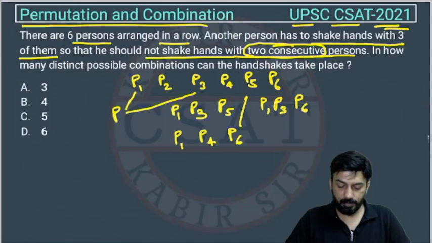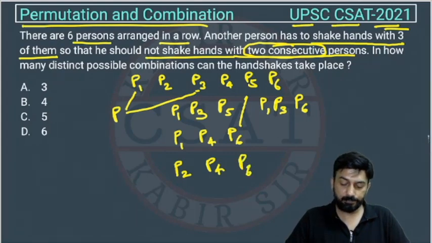And what is the other possibility? The other possibility is shaking hands with P2 and he cannot shake hands with P3, right? Then he will shake hands with P4 and then he will shake hands with P6, right? And suppose he is shaking hands with P3 first, then he will shake hands with P5, but there is no other person. So these are the only possible cases, right?